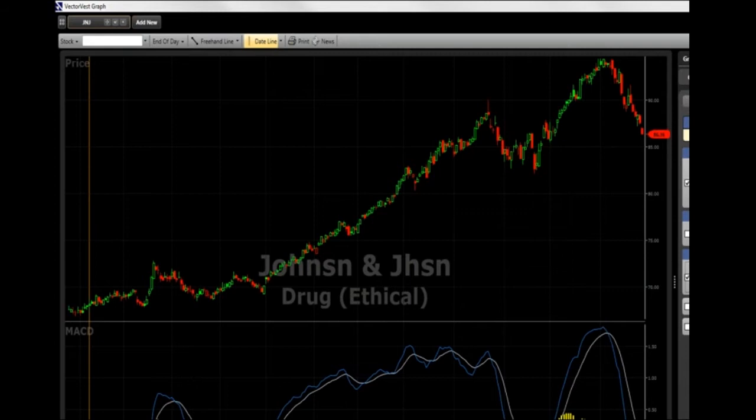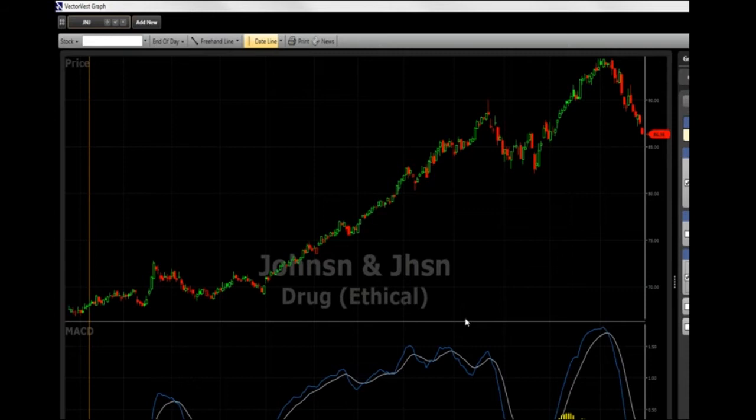The second thing to be on the lookout for is divergences. It may take a little bit of practice at first, but you'll start to pick up on times when price is hitting new highs, but the MACD is hitting lower highs. So that's a bearish divergence. This isn't necessarily a bearish sign that the stock is going to tank, but it's a clear caution, and it often precedes a correction.